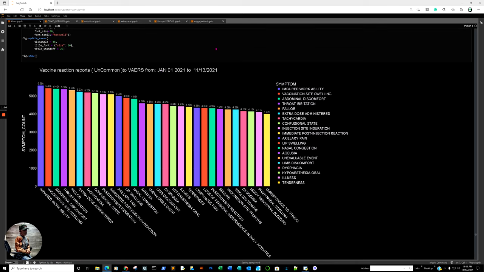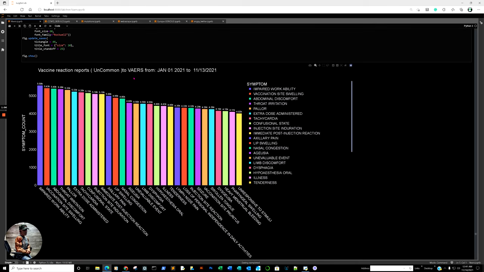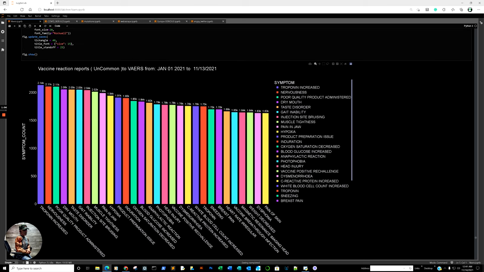All right, and then we go here, uncommon. To VAERS, these are the ones that may not be common: unresponsive to stimuli. You can go down here, loss of personal independence and daily activities. These are the ones which are being reported, unevaluable event, which obviously no clue. That are even more, a little more disturbing, but some of them are not, like vaccination site swelling, impaired workability, and so on and so forth. And then we go to rare. This should not just be uncommon. These are the ones which I want to keep an eye out for too. Taste disorders, gait inability. These can be, you know, a lot of weird things, but there's still pain of skin.